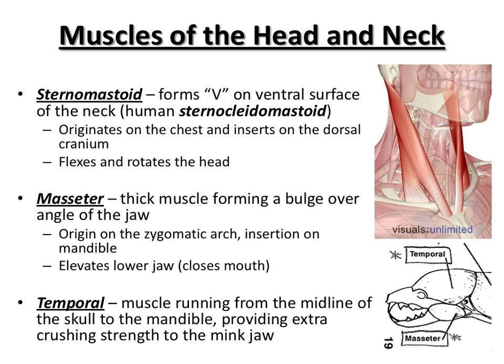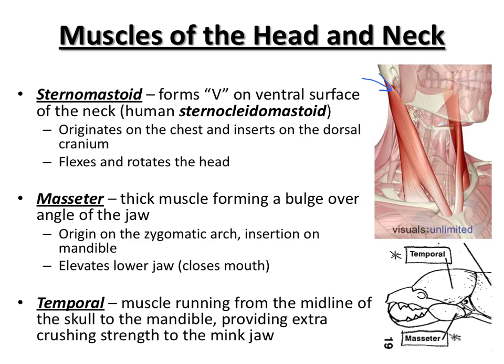Okay, so we'll keep moving anteriorly here toward the head. The next muscles that we'll look at are of the head and neck, and we are really just looking at major ones here because there's a ton of muscles up here on your face. But the first big one is the sternomastoid, which is right here. This forms a V on the front of your neck, or the ventral surface of the neck.